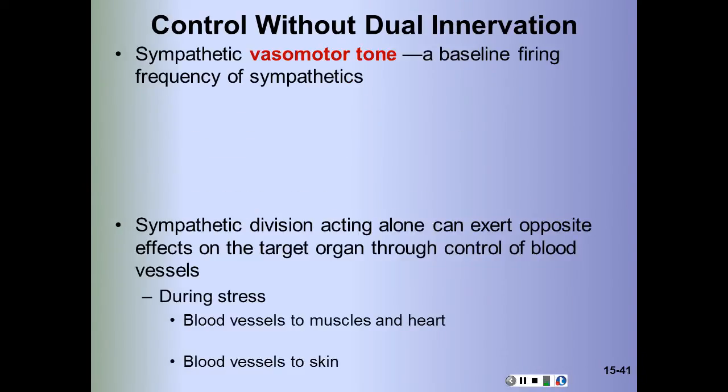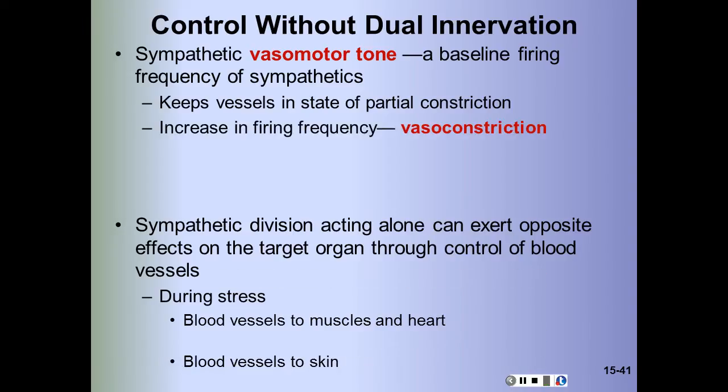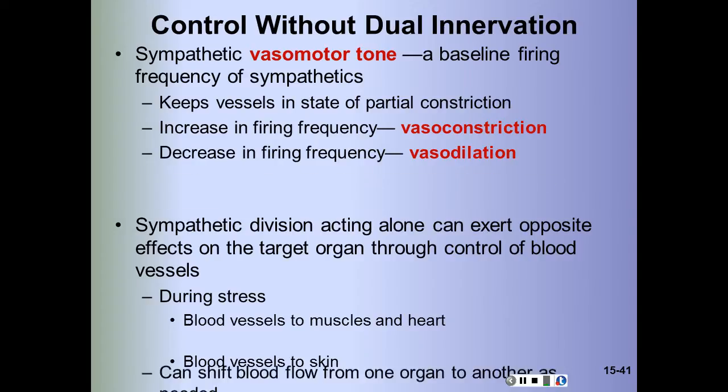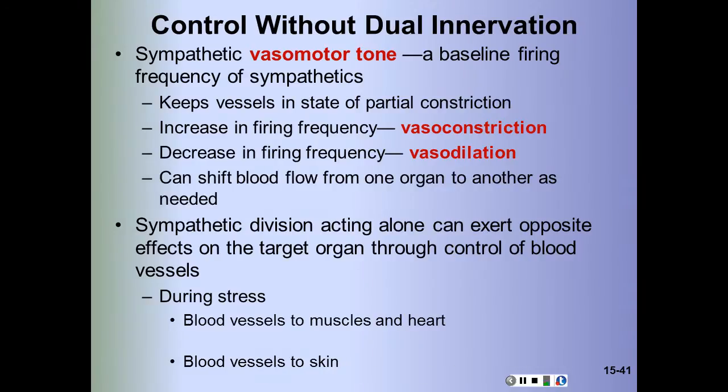Now, sympathetic fibers to the blood vessels are going to keep the blood vessels in a state of partial constriction called vasomotor tone. An increase in firing rate constricts the vessel by increasing smooth muscle contraction. A decrease in firing is going to allow the smooth muscle to relax and the vessels to dilate. So an increase in firing will cause vasoconstriction, and a decrease in firing will cause vasodilation.